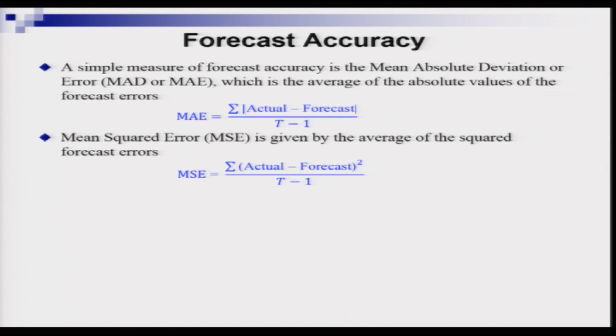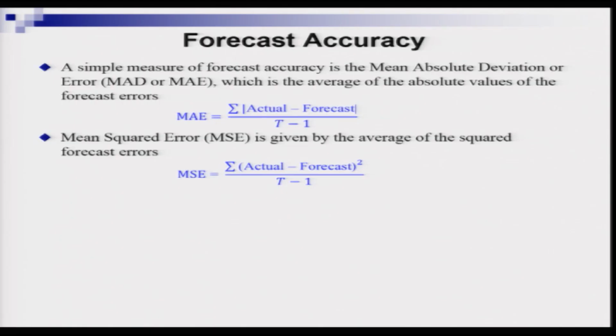The second one is known as mean squared error, MSE, and that is given by the average of the squared forecast errors. This is very similar to the sum of squares of residuals that we have seen in the context of linear regression. So, here the sum of squared deviations is divided by capital T minus 1. Capital T is the number of time series observations in the data set. Thank you.